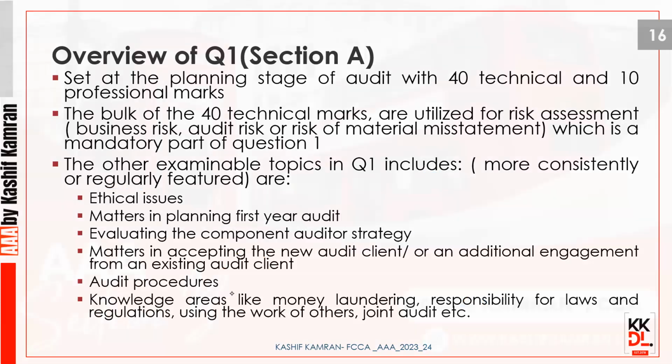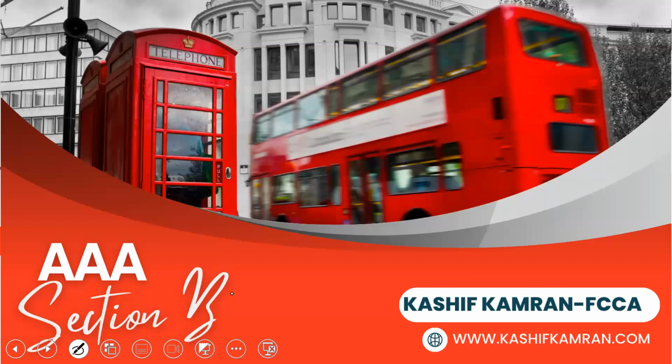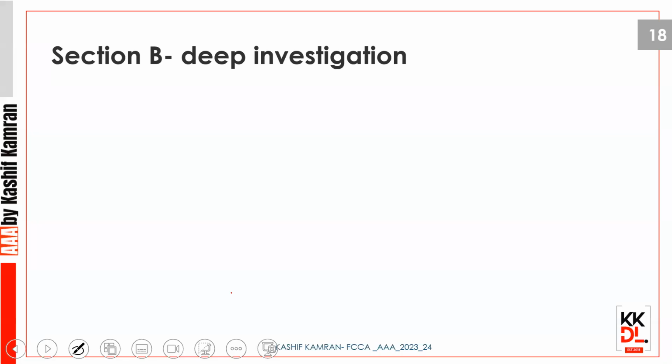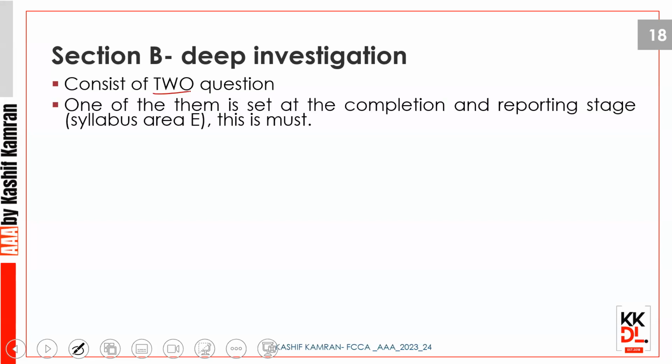Now moving from this to section B of the paper, where we have two questions, two and three. And we know one of them is from syllabus area E for sure, right? Section B, deep investigation, consists of two questions. One of them is set at the completion and reporting stage, and this is a must, syllabus area E. I hope you're clear on that, right? E cannot be omitted, just like D cannot be omitted.